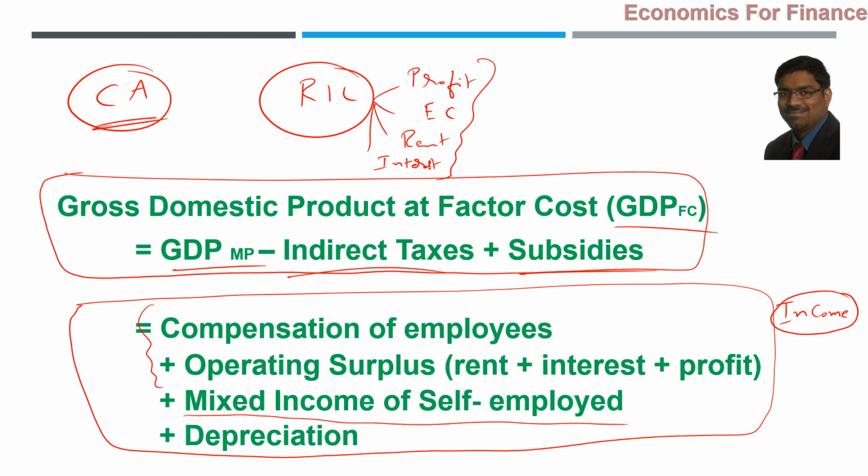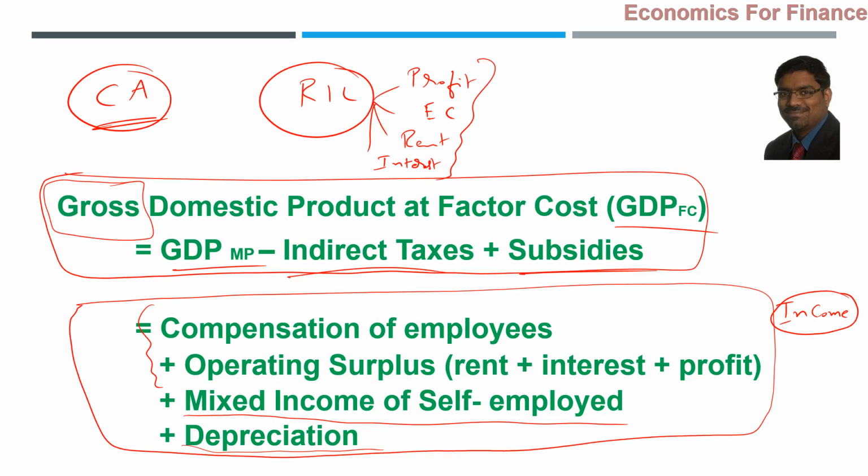Add that also. And add depreciation also. Why? Because we are talking about gross. When you say gross, it should be inclusive of depreciation. That is why add that also. That is the formula for calculating GDP at factor cost, not at market prices, because we are talking about factors only.